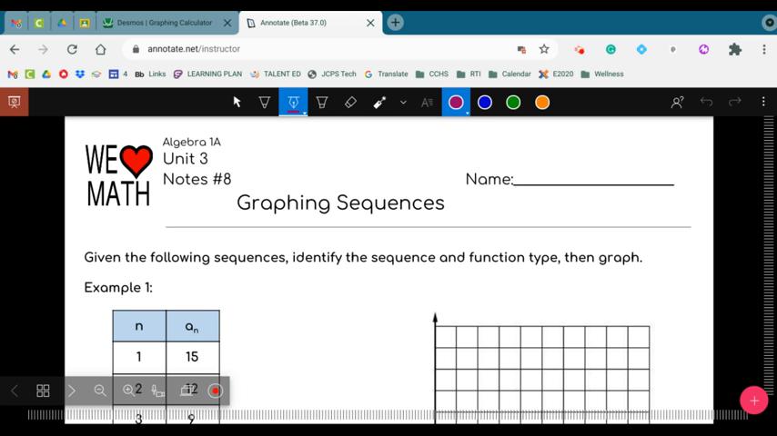Okay, today we're going to do Unit 3, Notes number 8, which is graphing sequences. In our previous notes, we identified different types of sequences. Today we're going to talk about graphing them.